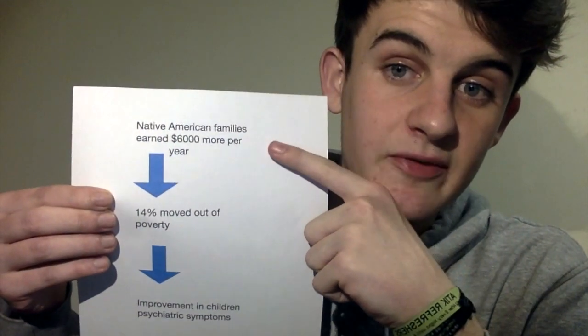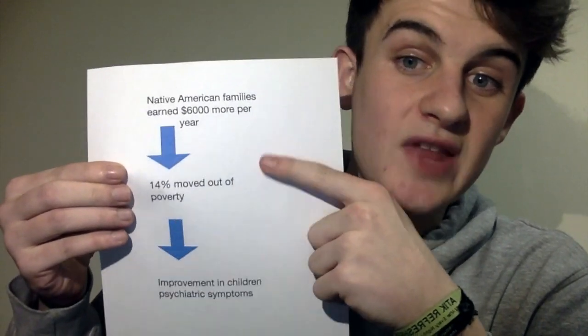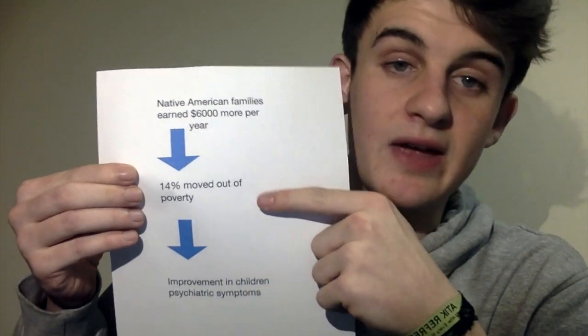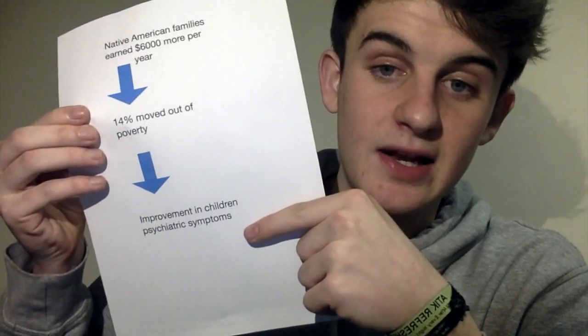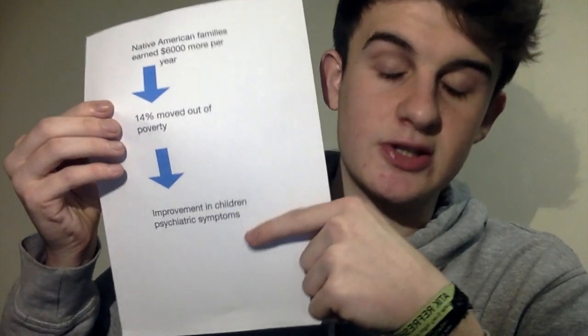Now, as an example of a quasi-experiment regarding SES and health, there was one that was conducted by Costello in 2003. Now, he did psychiatric surveys on disadvantaged children until, in the area that he was conducting this study, a casino was built, which led to a couple of things. So the Native American families that lived there earned $6,000 more per year, which then led to 14% of them moving out of poverty, and then that led to, back to his study, improvement in the children's psychiatric symptoms.